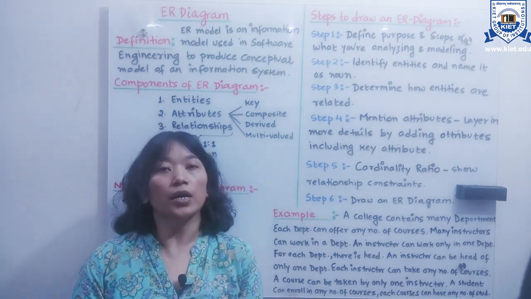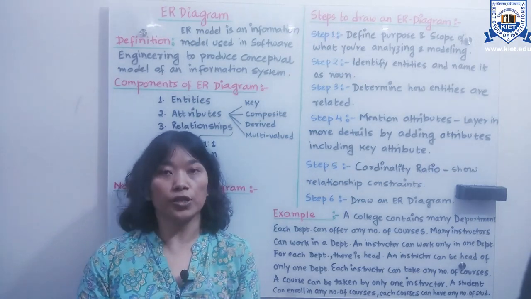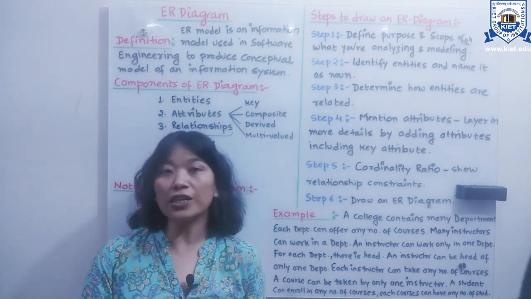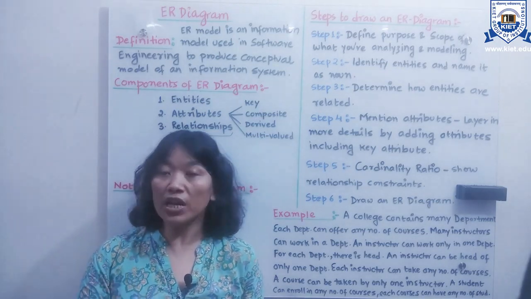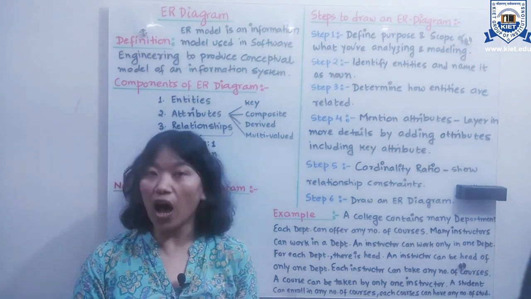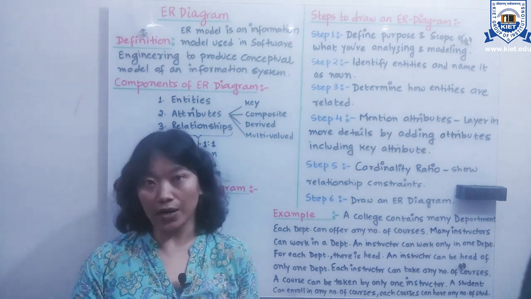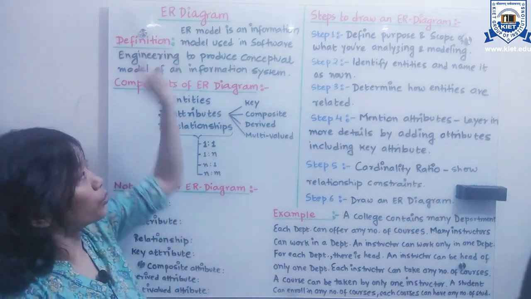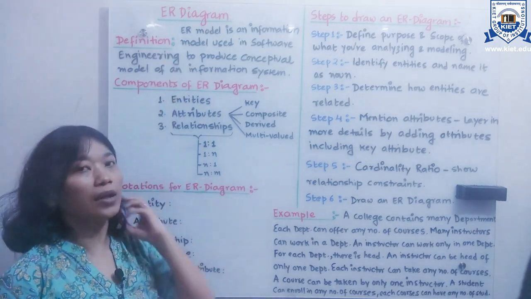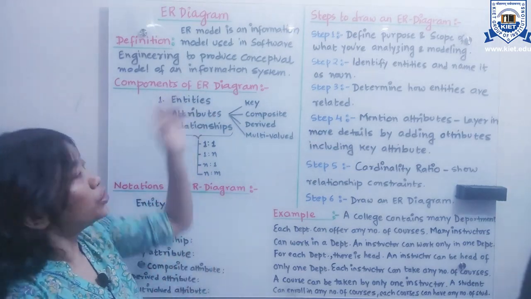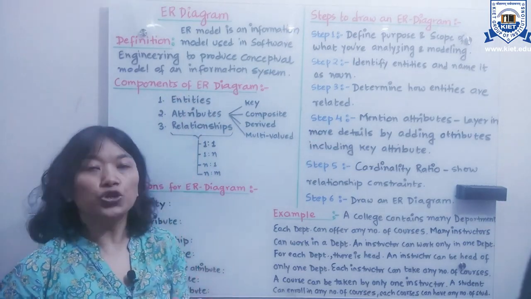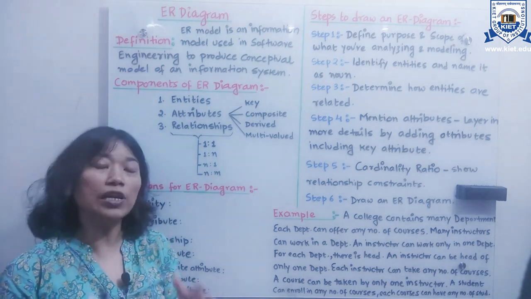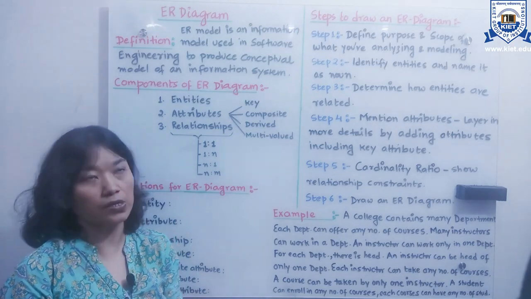But in software engineering, especially in requirement engineering, for modeling the information to make it more understandable, we are using this ER diagram. So here is the definition of ER diagram: ER model is an information model used in software engineering to produce a conceptual model of an information system, where information systems are generally software systems.